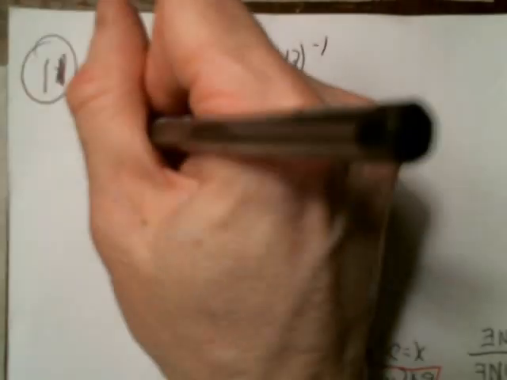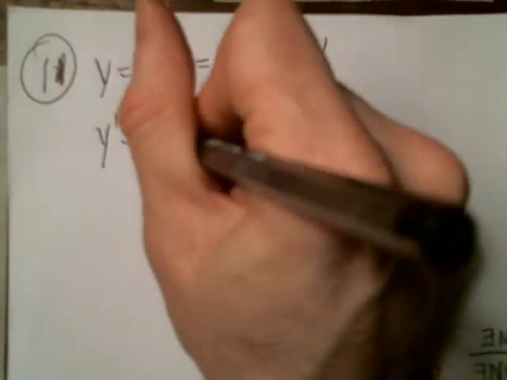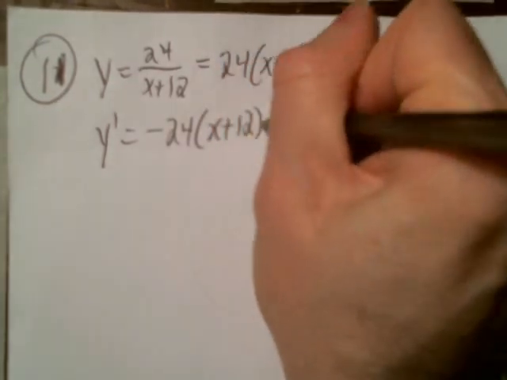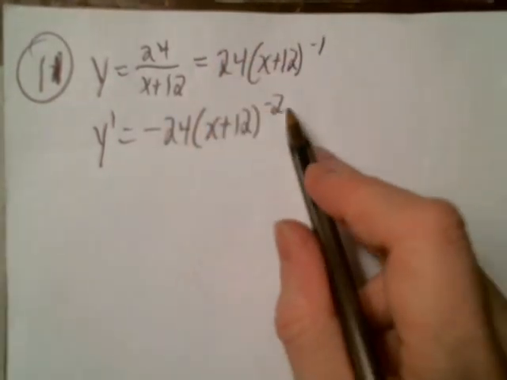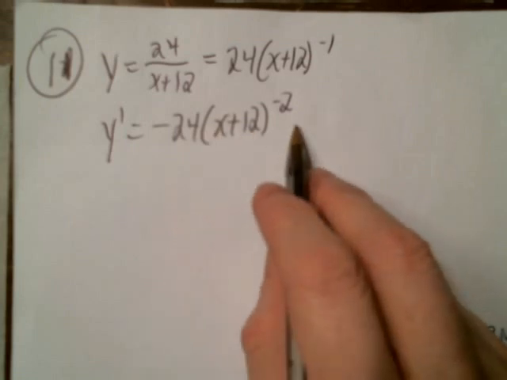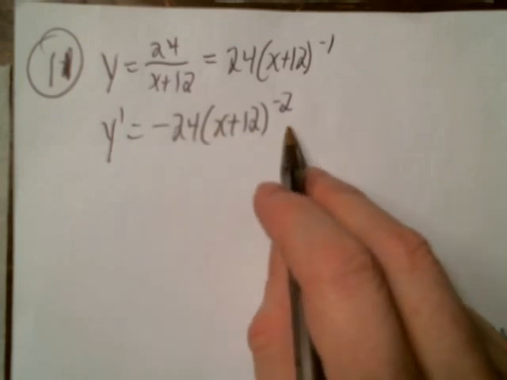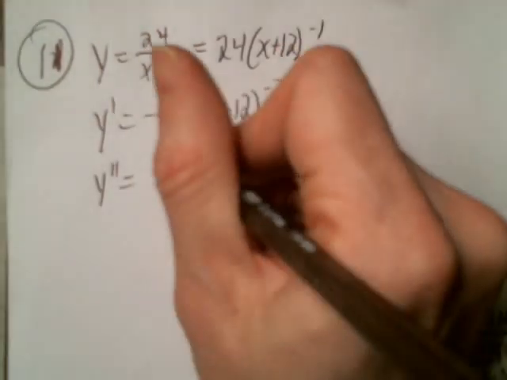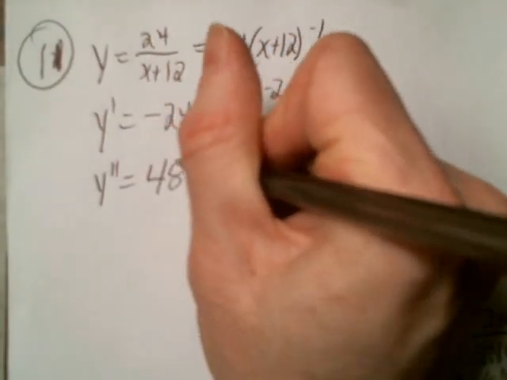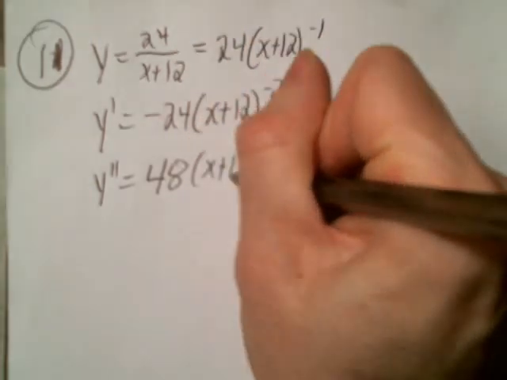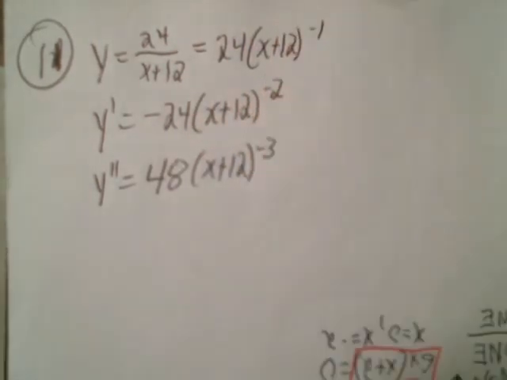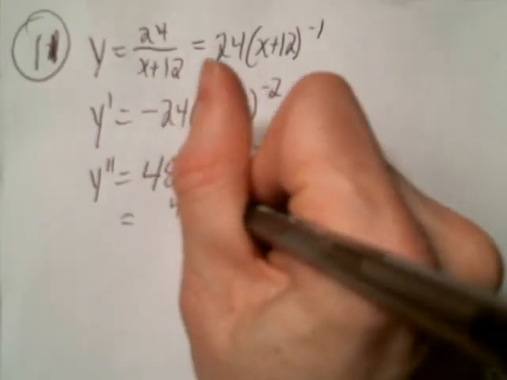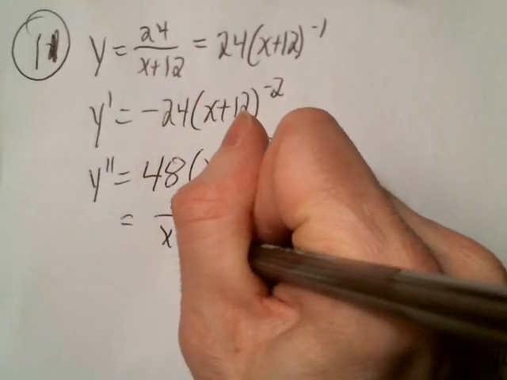Okay, so y prime will equal, bring down the negative 1, I get negative 24 times x plus 12 to the negative 2 times the derivative of x plus 12, but that's just 1. Okay, then I need to get the second derivative, y double prime, bring down the negative 2, so that would be 48 times x plus 12 to the negative 3. Okay. And if you want to, you could rewrite it 48 all over x plus 12 cubed.